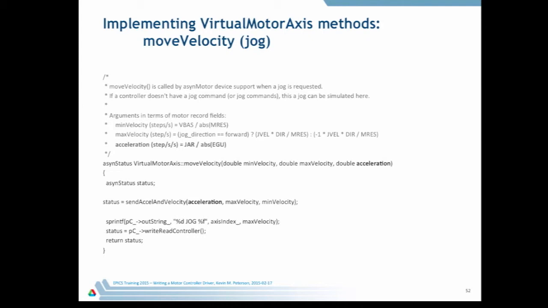This is a wonderful time to point out that the acceleration in the motor record, the JAR field, is an actual acceleration, which is why the calculation is simpler. If you recall, for the move, it was desired velocity minus base velocity divided by the acceleration time, and here it is simply JAR divided by the absolute value of the mres. That should say mres, not EGU, and that's what happens when you don't get enough sleep.